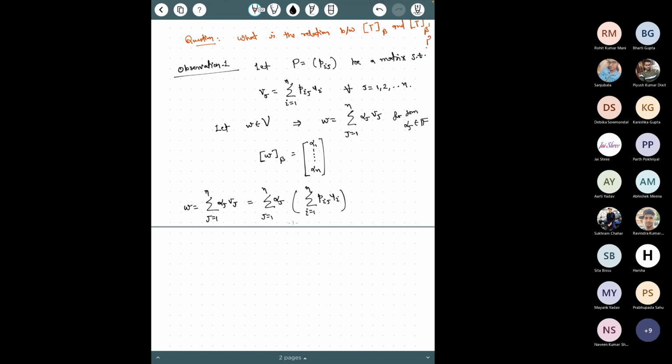right? And then what I will do, you can verify that I can interchange the summation here, and it won't affect anything. It would be the same thing. So it would be the summation i equal to 1 to n, and I can write it in this way. I'll take the summation with index j inside.